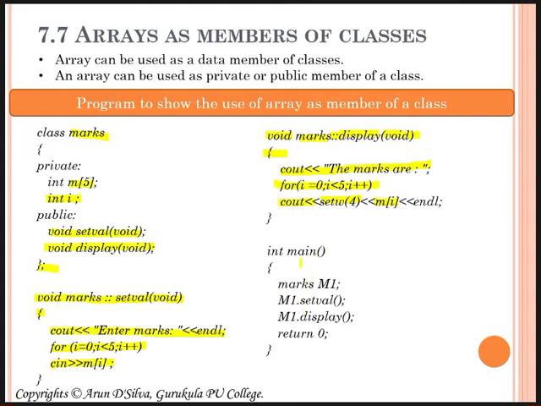Now how to make use of this in the main program? That's the same. I've created an object of marks, m1, m1 setval, m1 display. Now what these will do, this will call this function and this will call this function. While calling this, it will read the member data and store 5 values, and this will display the 5 values on the screen. This is the way you make use of arrays as members of a class.